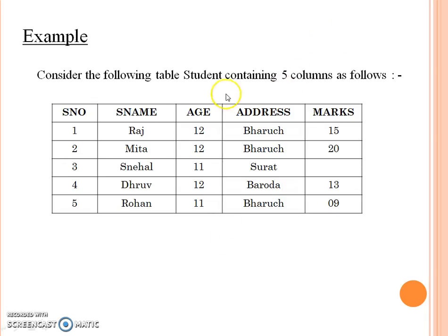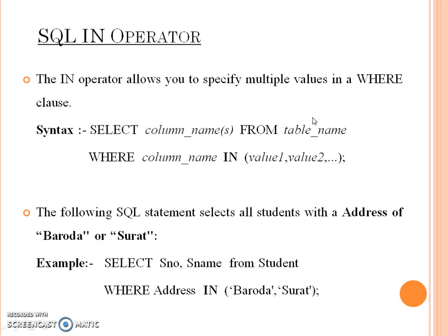Consider the table student, containing the 5 columns as we have discussed for the logical operators: name, age, address, marks. Talking about the in operator, the syntax of the in is as follows. Select the column name from the table name where the column to be checked is in the following values separated with commas. We can have n number of comparisons of values using the in operator.